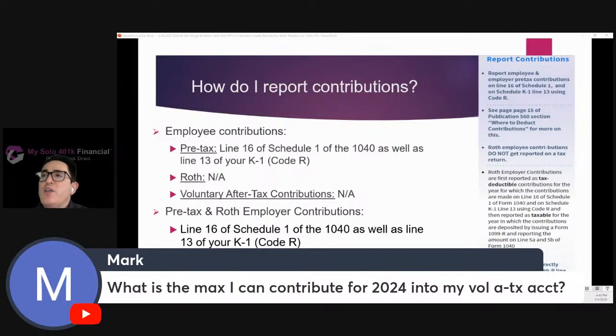What is the max I could contribute for 2024 into my voluntary after-tax account? Well, one can contribute 100% of their self-employment compensation, dollar for dollar, up to $69,000 for 2024, assuming they don't make any other contributions to the solo 401k. So for a business taxed as an S corp, for example, self-employment compensation is W-2 wages. So as long as you have at least $69,000 of W-2 wages, you can contribute the full $69,000 as an after-tax.